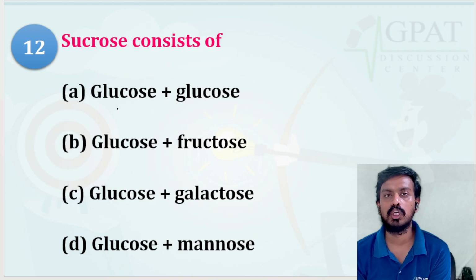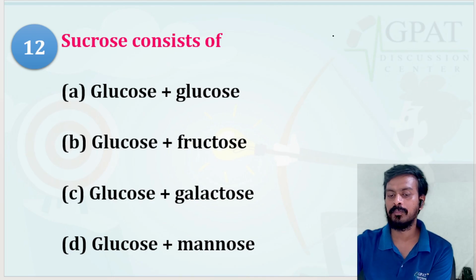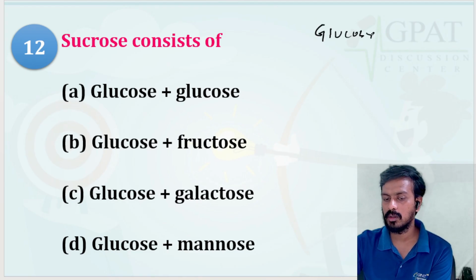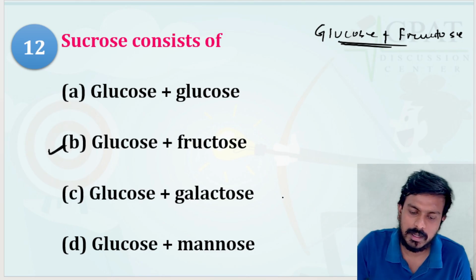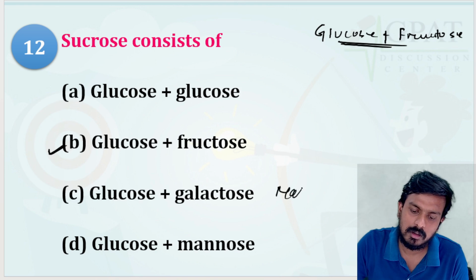Next question, sucrose. Sucrose is consisting of, so sucrose is an invert sugar. It is a disaccharide. It consists of glucose plus fructose. Okay, option B. Glucose plus galactose is your lactose.